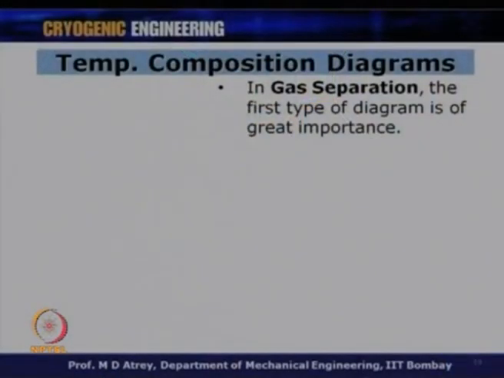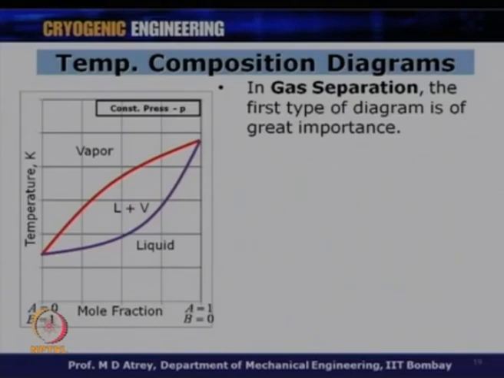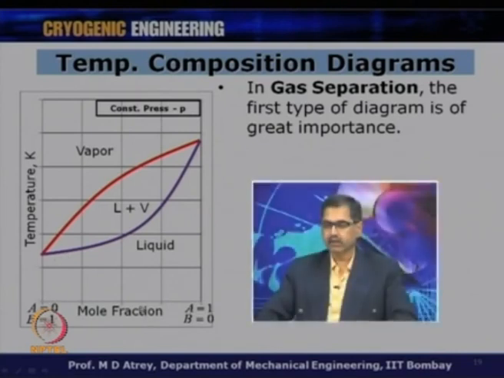Having understood the importance of the temperature composition diagram for a mixture, let us see the temperature composition diagram for a binary mixture, that means a two component mixture. In gas separation, the first type of diagram, of the three types I just showed you, is of great importance, and this is that diagram. Here we have temperature on the y axis and the mole fraction on the x axis. This diagram is very characteristic of components A and B for a given mixture. This is at a constant pressure P. Temperature and molar fractions are the degrees of freedom required for a two component mixture in two phases.